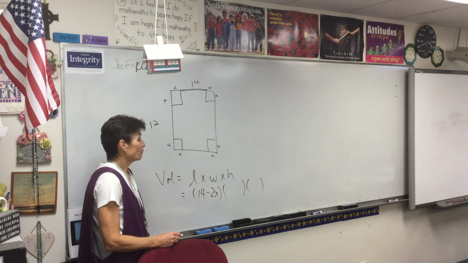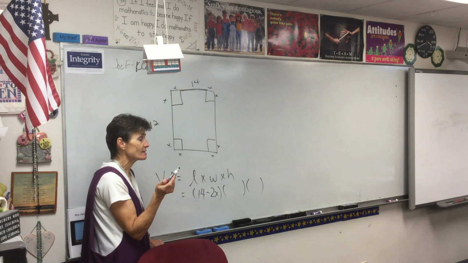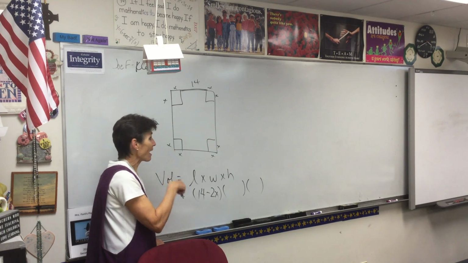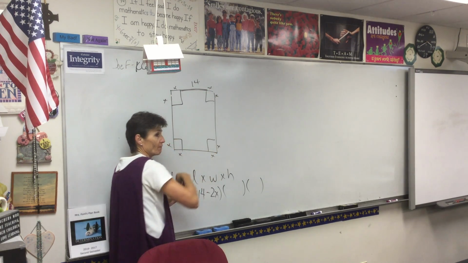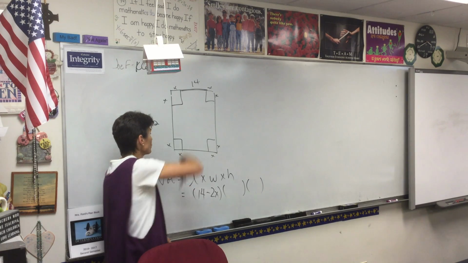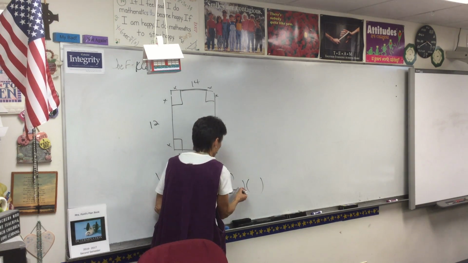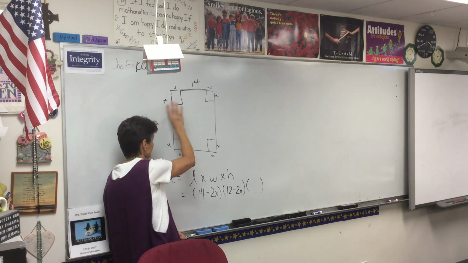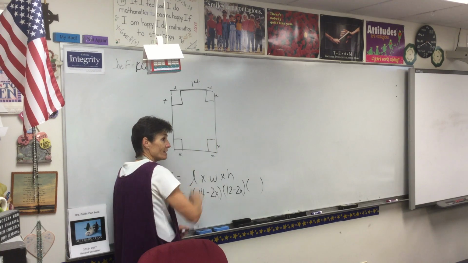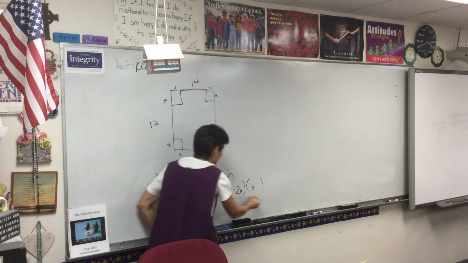All right, so 14 minus 2x. And we said no matter what size the paper is, it's always gonna be that minus 2x, right? Because you're always gonna be cutting a corner off each one. All right, so what's the width of the box? 12 minus 2x. And what's the height of the box? Always, the height of the box is going to be x. So there was your equation for the volume of your box.